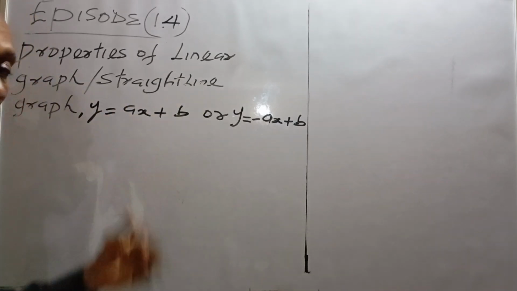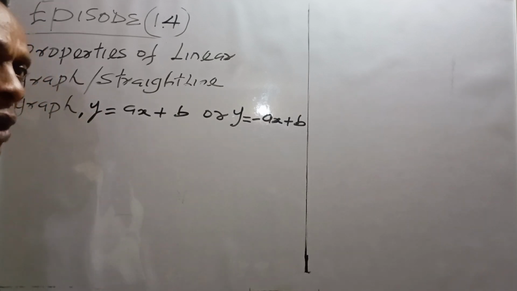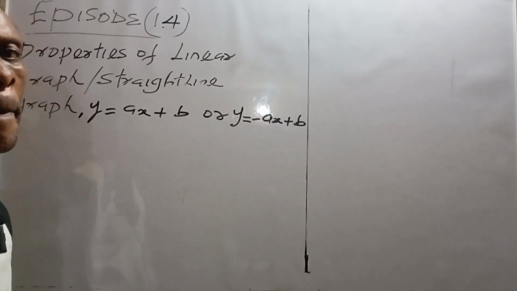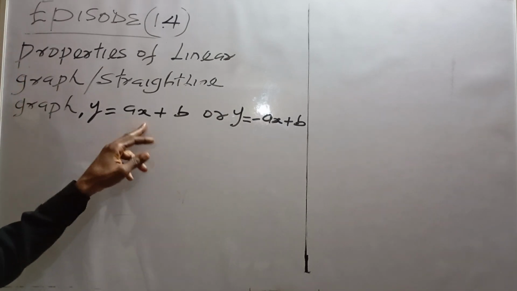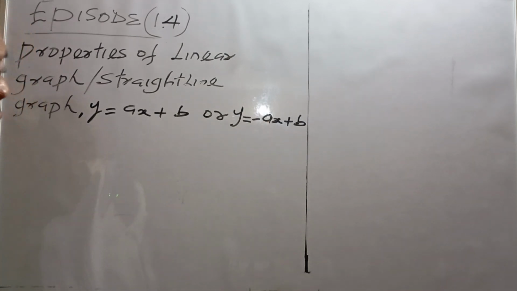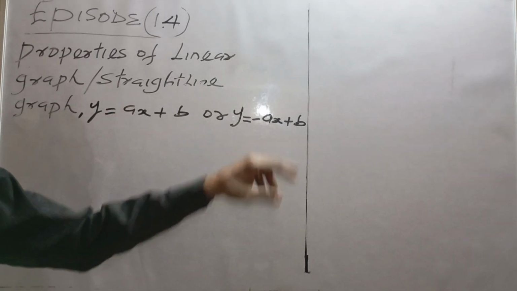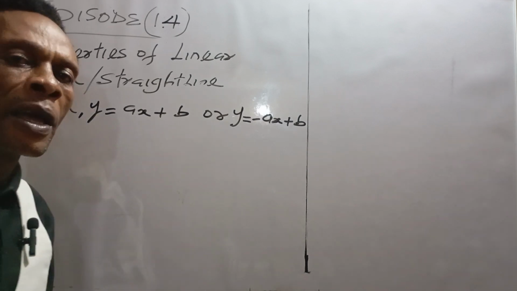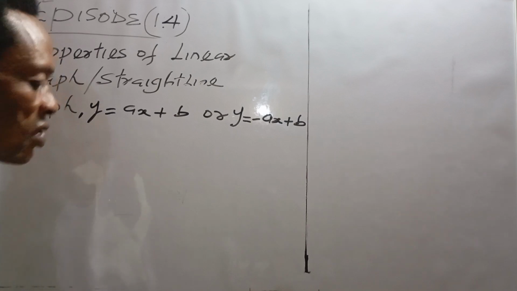Okay, this is from algebraic graph. So linear graph, the general form of a linear graph could come in this form: y equal to ax plus b, or y equal to minus ax plus b. This is the general form. And the graphical representation of it is what we call a straight line graph.